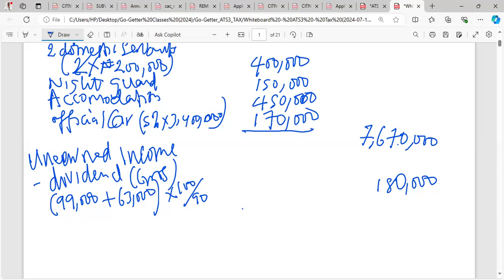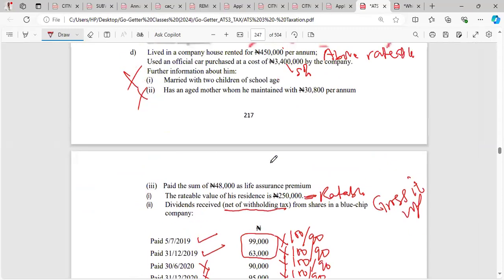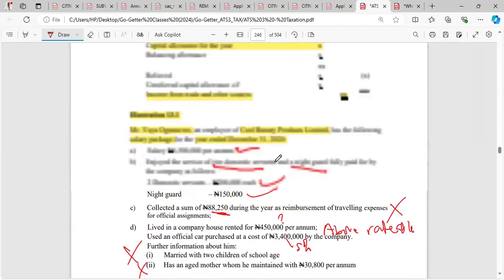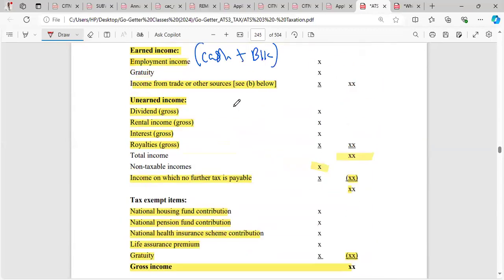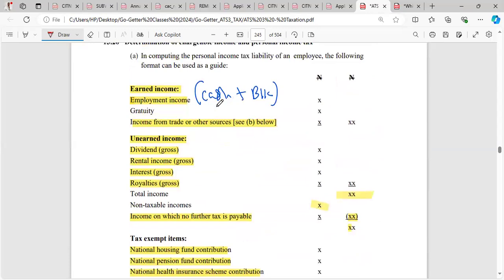Okay, I believe now that you can hear me. All right. So we have our 180,000 as unearned income from dividends. So after doing all of that, from the format, we have added employment income. There is no gratuity. There is no other trade income. We have our unearned income. The only thing here was dividend income. We need to remove non-taxable income if we have them, or income from which there is no further tax, we need to remove them.